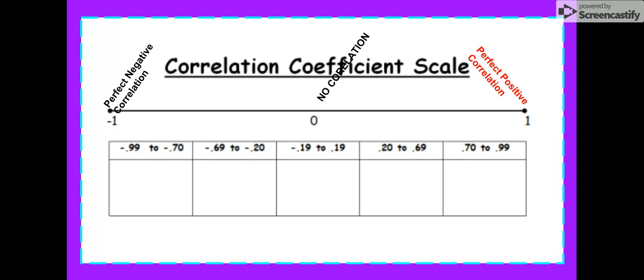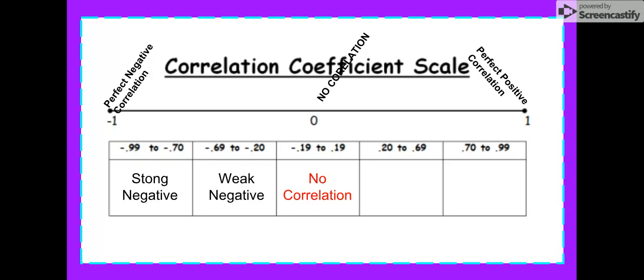So we're going to start with negative 0.99 to negative 0.70. That range of numbers describes a scatter plot that's strong and negative. So we would give any strong negative scatter plot, or a correlation that's strong and negative, a number between those two. The next range, negative 0.69 to negative 0.20, are numbers that describe a weak negative correlation. A correlation coefficient between negative 0.19 to 0.19 is used to describe a scatter plot with no correlation.